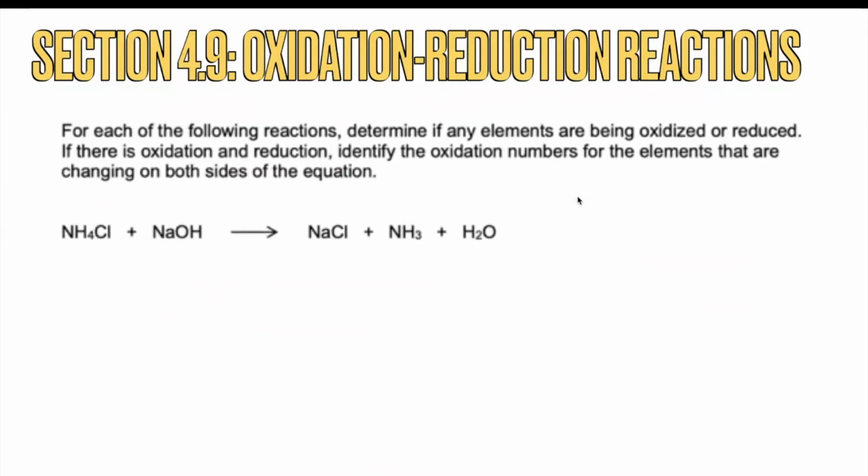Okay. For each of the following reactions, determine if any elements are being oxidized or reduced. If there is an oxidation reduction, identify the oxidation numbers for the elements that are changing on both sides. So we're going to do the exact same thing we did, and I'm going to go kind of quick. So we know that's a +1. Means that has to be a -3 to give us our ammonium, and that means that must be a -1 because we know chloride is a -1.